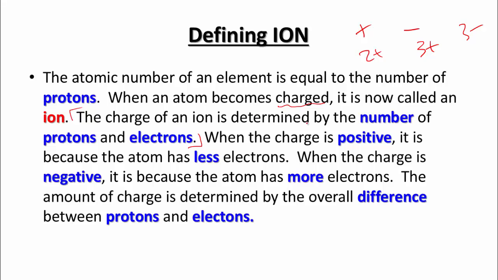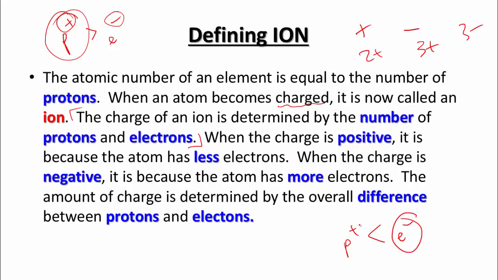The charge of an ion is determined by the number of protons and electrons. Remember, protons are positive and electrons are negative. When the charge is positive, it is because the atom has fewer electrons. So if you have fewer electrons compared to protons, it means you have more positive charge than negative charge, and therefore it'll be positively charged overall. When the charge is negative, it's because the atom has more electrons. If you have more electrons, now there's more negative charge than positive charge, so it's going to be a negatively charged ion. The amount of charge is determined by the overall difference between protons and electrons, which I'll show you on the next slide.